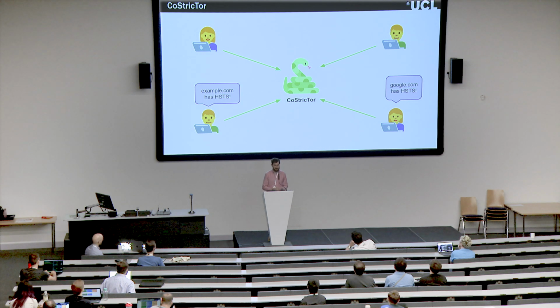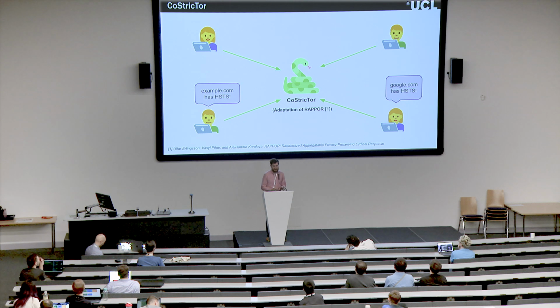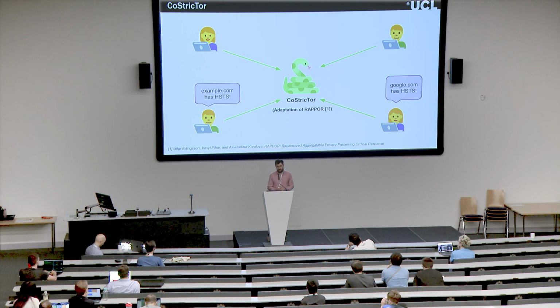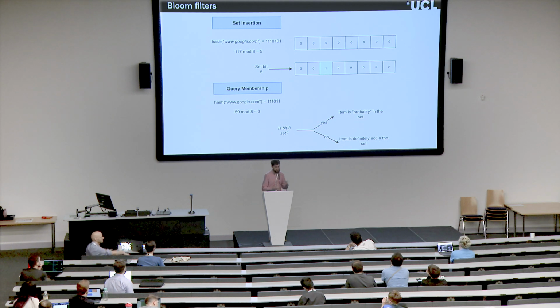So our CoStricTor protocol is basically an attempt to crowdsource HSTS data amongst all different users of Tor browser, and that would mean effectively that everyone is sharing the same HSTS data, and so they can't be tracked because it's exactly the same. This is a protocol we made from an adaptation of Rapport, which you may have heard Hamed talk about earlier, which is a privacy-preserving data aggregation algorithm that uses Bloom filters. And so I'll briefly discuss Bloom filters because it's all made of that.